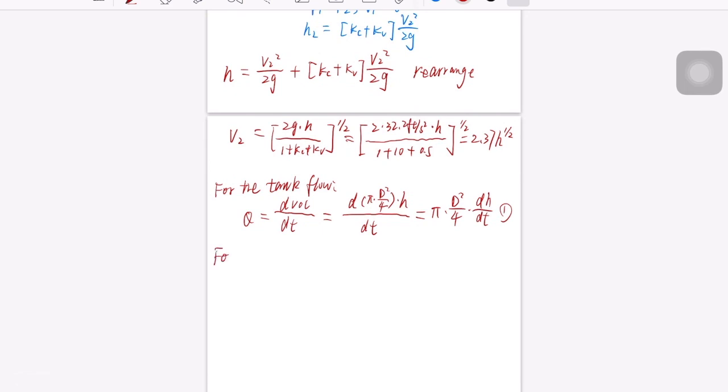And for the pipe flow, Q equals the sectional area of the pipe times V2, which equals pi times d squared divided by 4, times V2, which we have calculated before, so times 2.37 times H to the power of 1 divided by 2. This is equation 2.